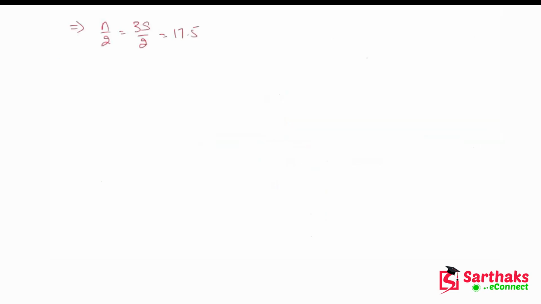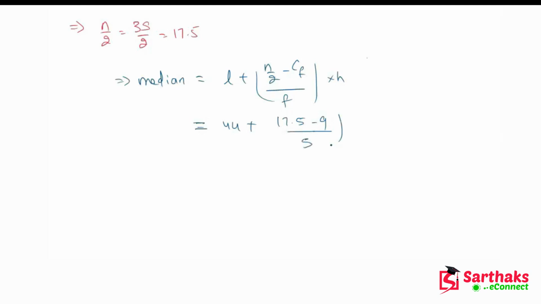We know that the formula is: median is equal to L plus n upon 2 minus CF, divided by F, into H. So this becomes 44 plus 17.5 minus 9, divided by 5, into 2. If you solve this, we get 44 plus 8.5 into 2 divided by 5.